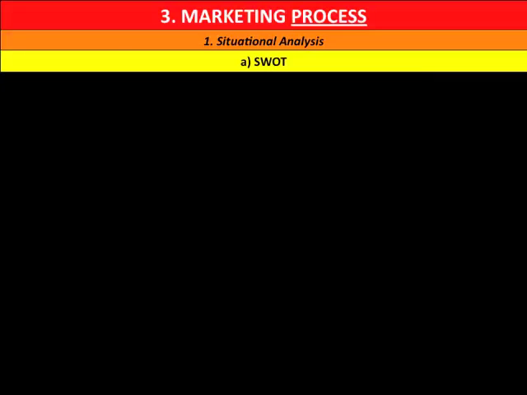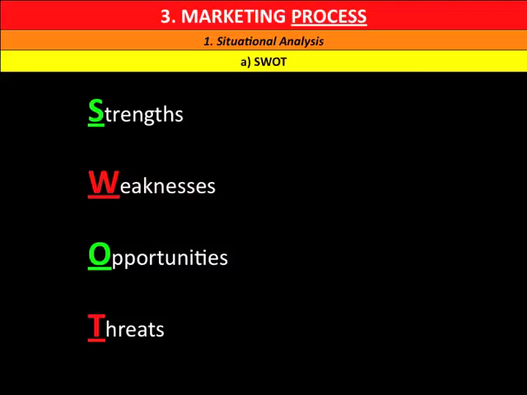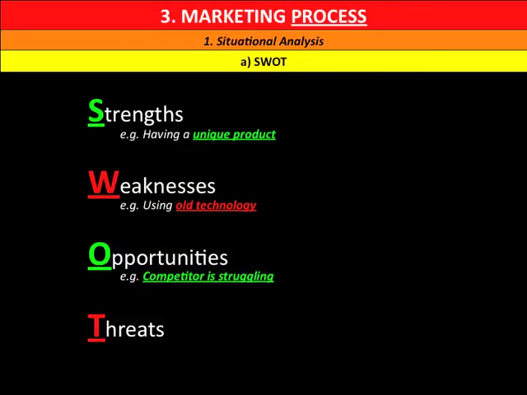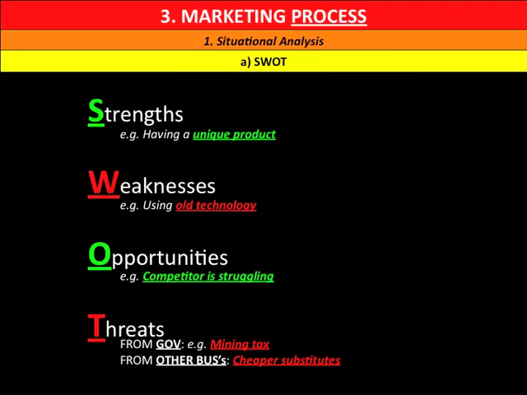So starting with that situational analysis, your strengths, weaknesses, opportunities, and threats make your SWOT analysis. A strength is something like having a unique product, something inside the business that's good. A weakness is something inside the business that's bad, so it's using old technology, something like that. An opportunity, like a competitor is struggling, something outside your business that is a good opportunity for you. And threats usually come from either the government, like the mining tax, or from other businesses like cheaper substitutes.